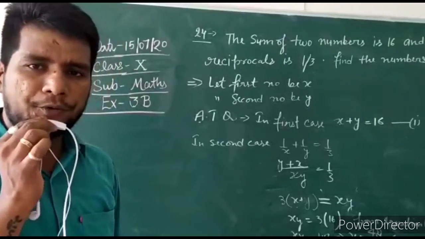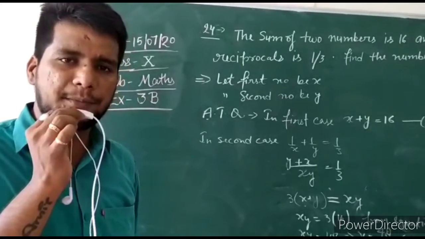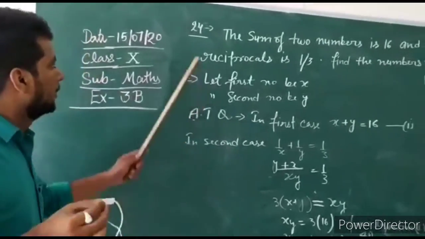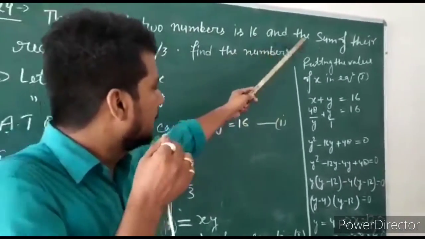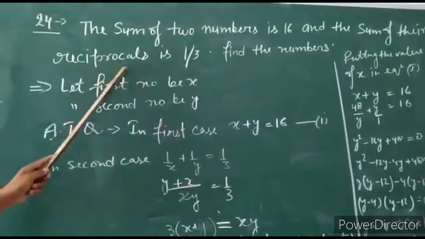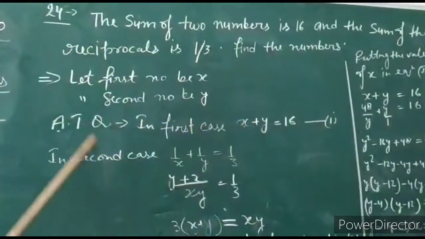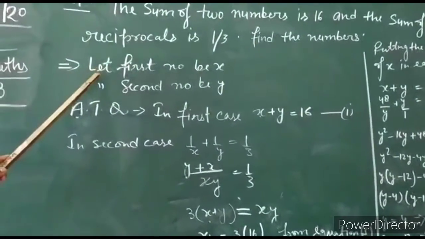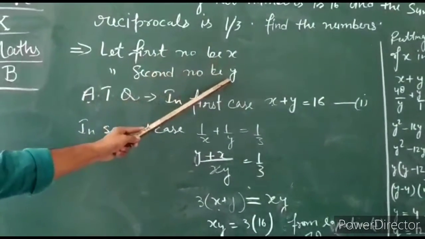A very good morning to all of you. Students, today I am going to solve other problems of exercise 3b. Question is, the sum of two numbers is 16 and the sum of their reciprocals is 1 upon 3. Find the numbers. Here solution of this question will be, let first number be x and second number be y.